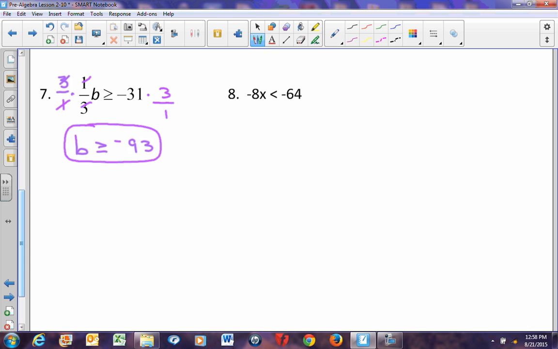Here we go, number 8. Negative 8x is less than negative 64. We're going to divide by negative 8. We divided by a negative number, so x is, we're going to put the inequality sign, greater than 8.